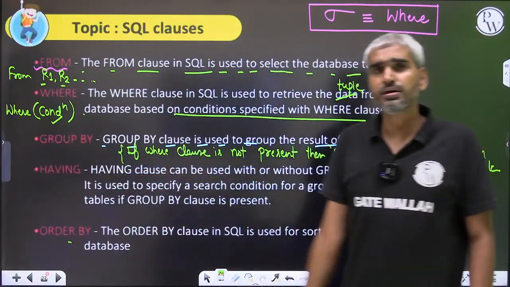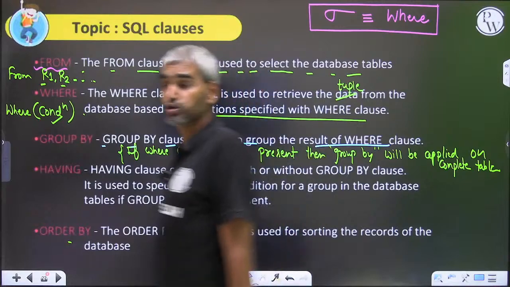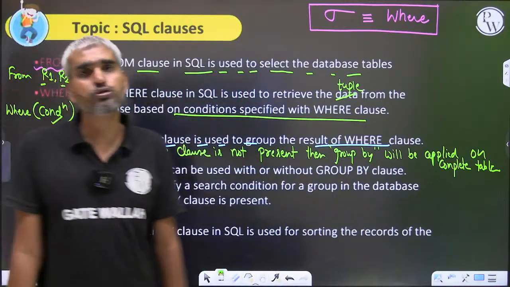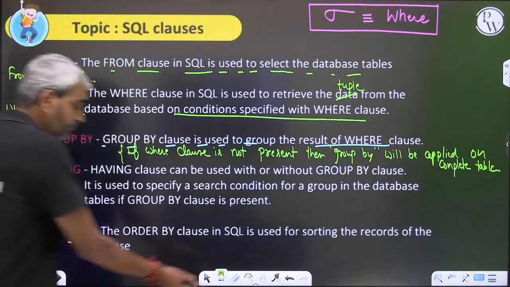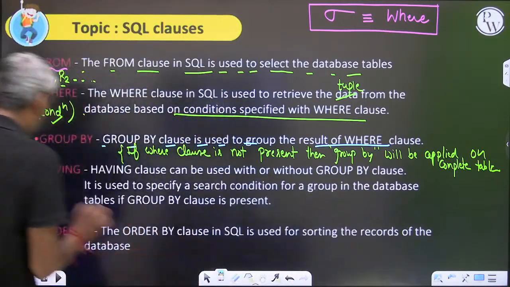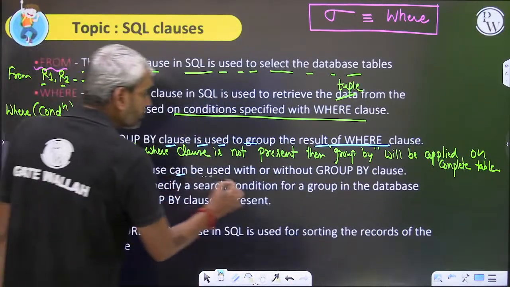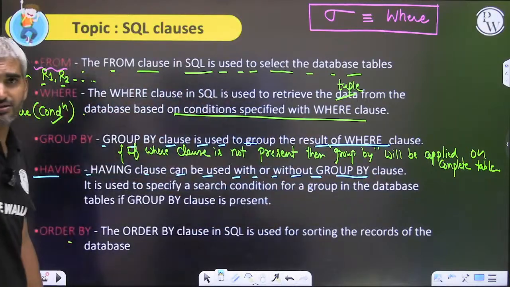you will check which particular group should be selected and which particular group should not be selected. So, for that purpose, you will use the having clause. What will happen? The having clause can be used with or without the group by clause. Yeah, so that's an important thing.